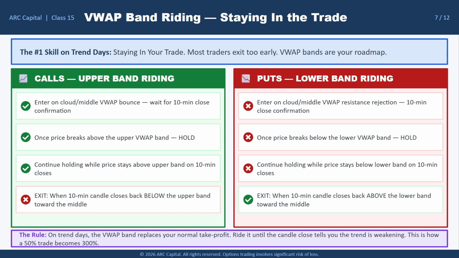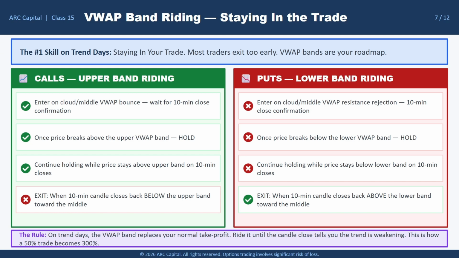So for the put side, you're going to be riding the lower VWAP band. Same kind of situation with entering on the middle VWAP band resistance rejection, right? So instead of price going from down to up, it would be up to down. And always waiting for that 10-minute close confirmation. Once price breaks below the lower VWAP band, continue holding while price stays below the lower band on the 10-minute closes. Exit when the 10-minute closes back above the lower VWAP band towards the middle.